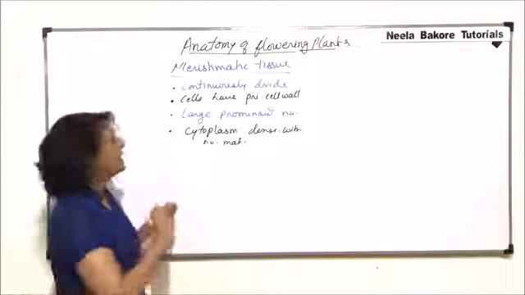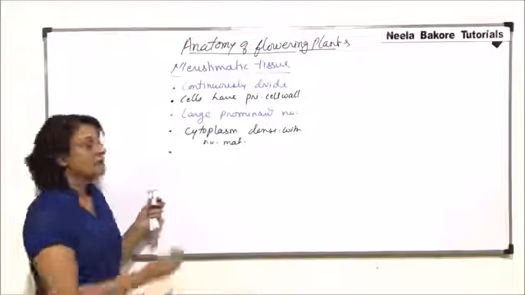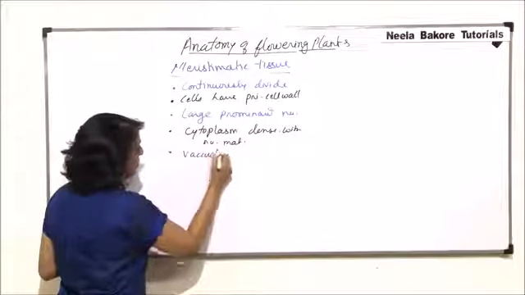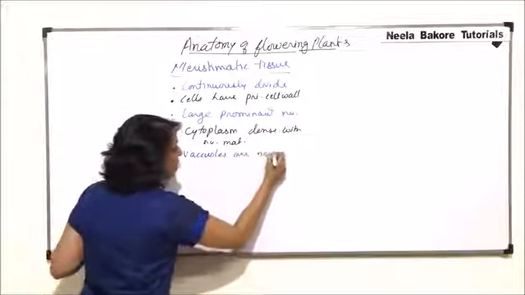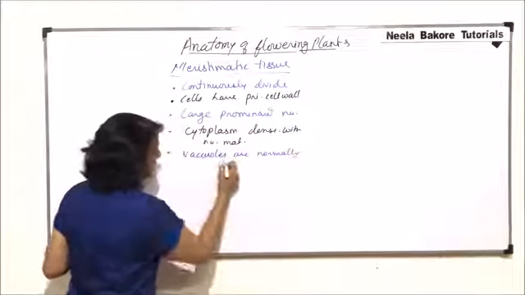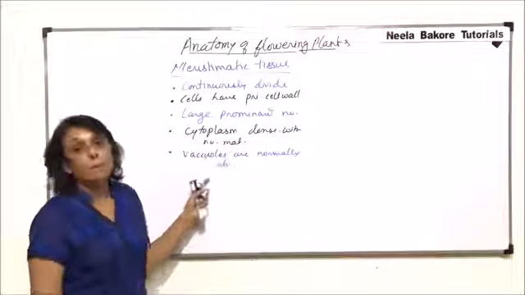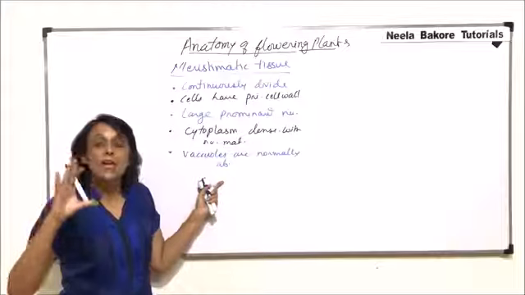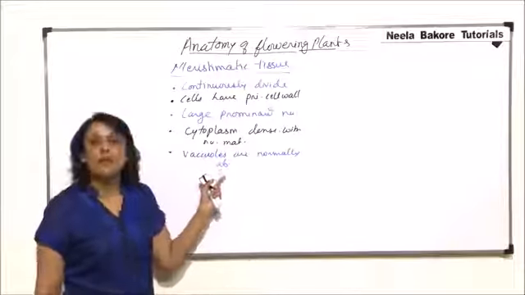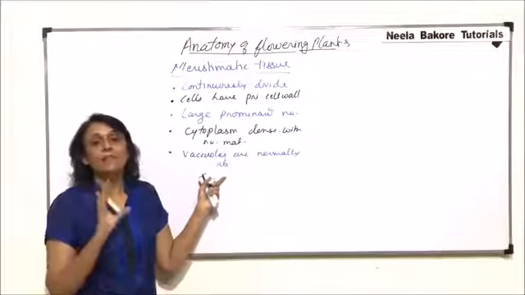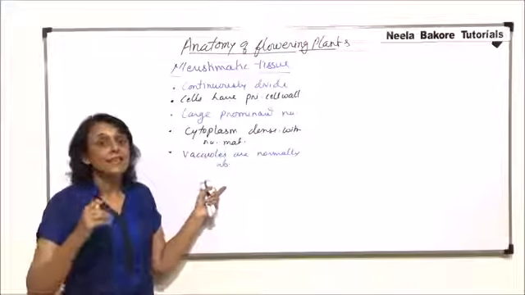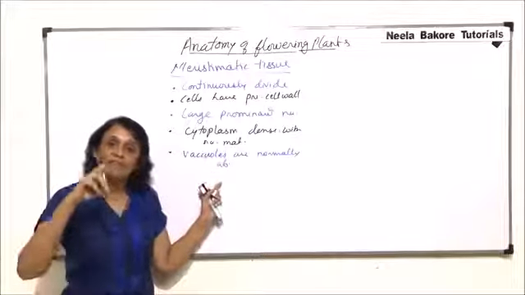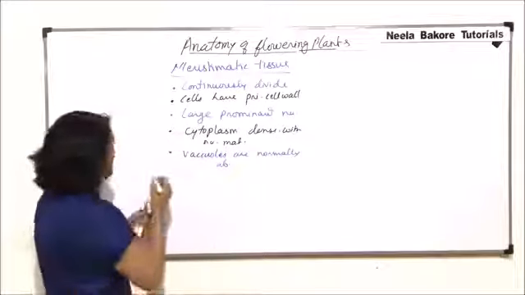Vacuoles are normally absent in meristematic cells. Vacuoles are normally absent, which is a characteristic feature of plant cell. In plant cells, we normally draw a big vacuole. In case of meristematic cells, the vacuole is absent. But when the cell elongates, that time the vacuole appears and then the vacuolar elongation would take place.